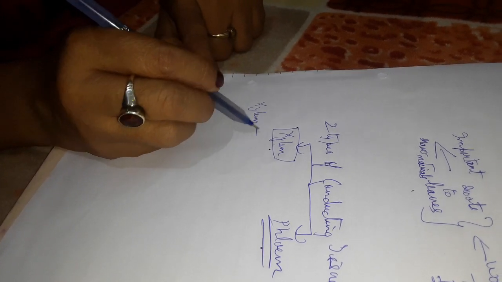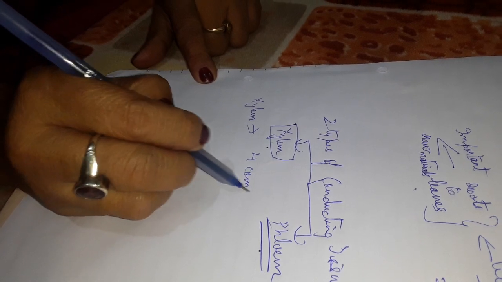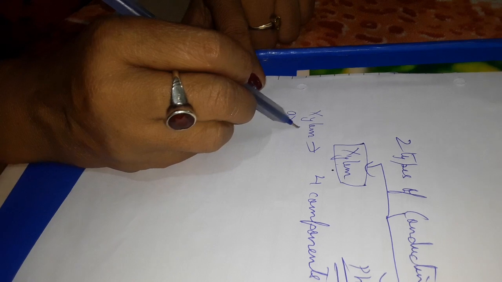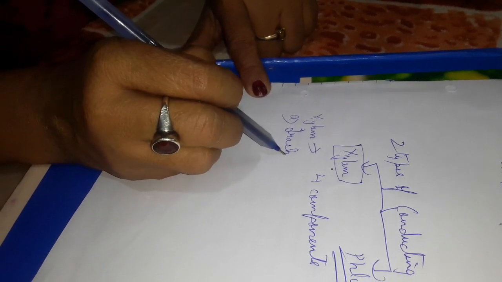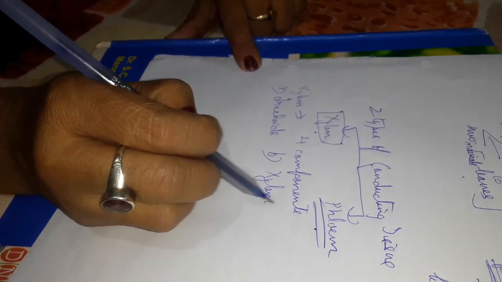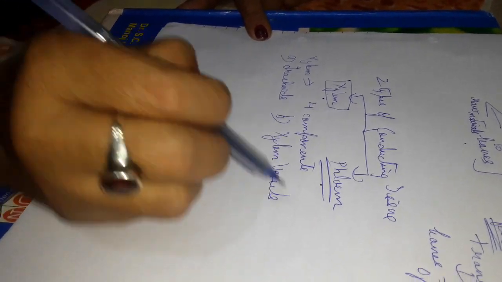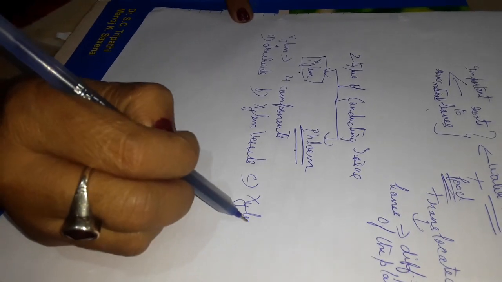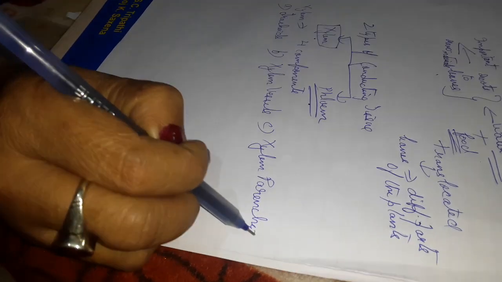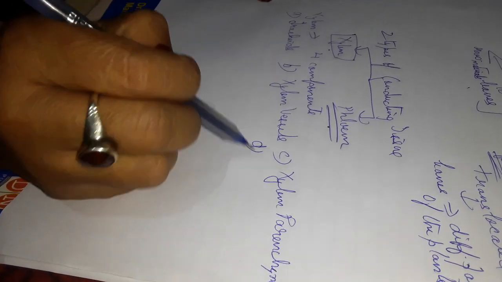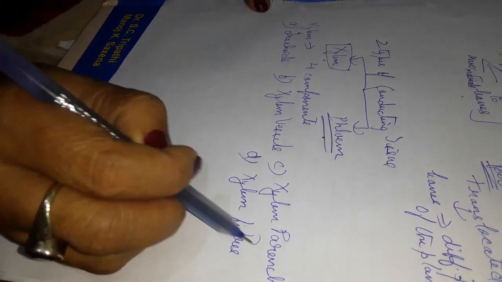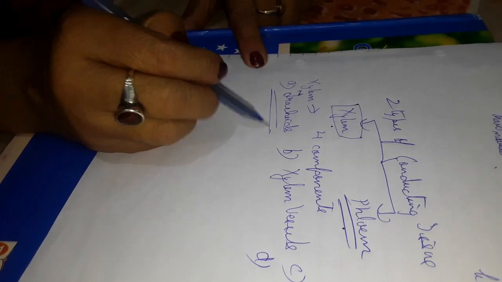Xylem is made up of four components. What are these four components? These are tracheids. The next one is xylem vessels. Then we have xylem parenchyma and xylem fibers.